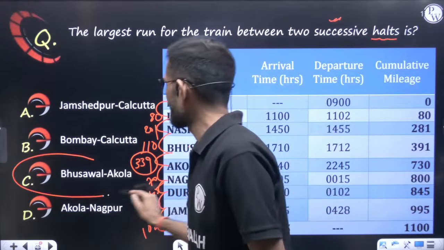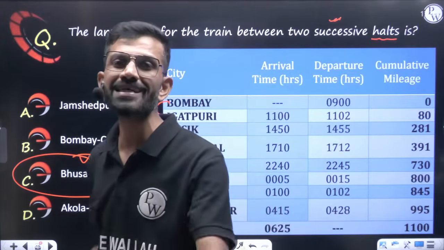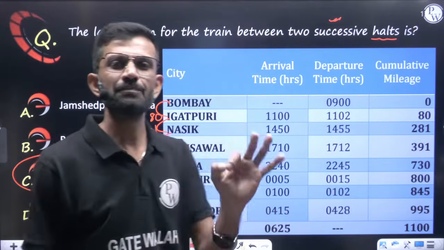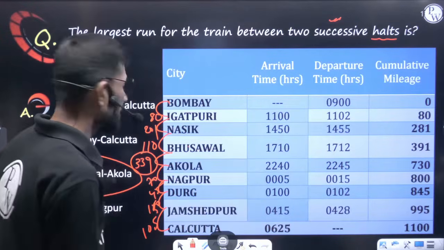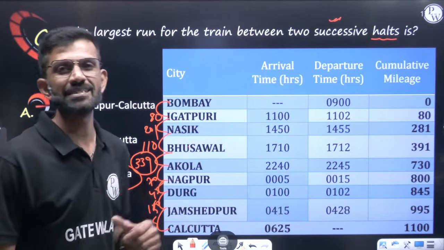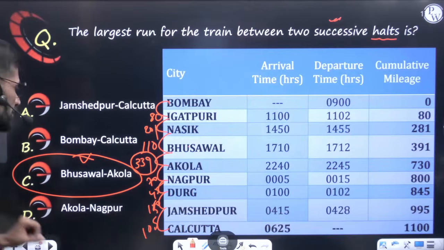Bhusawal to Akola, the train is running for the longest distance. I mean to say the answer becomes the largest run of the train between two successive halts is Bhusawal and Akola. In between Bhusawal and Akola, the train ran for the longest distance, the largest run. Moving to the next question.